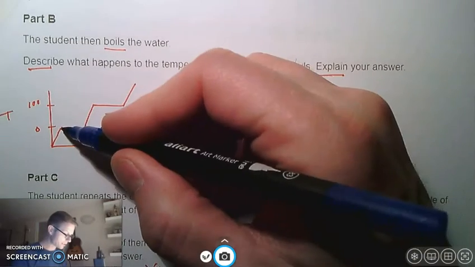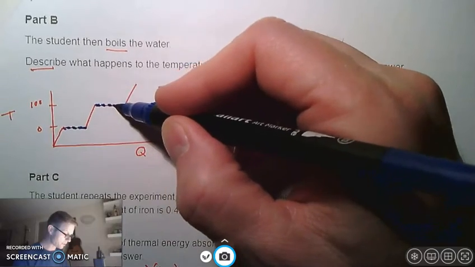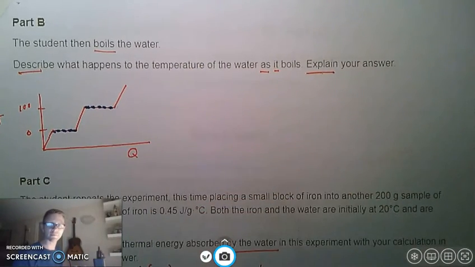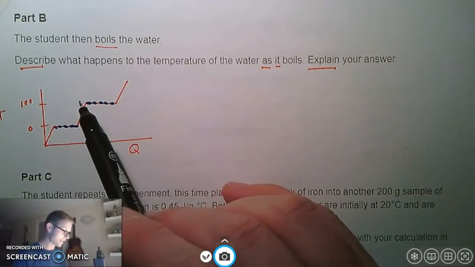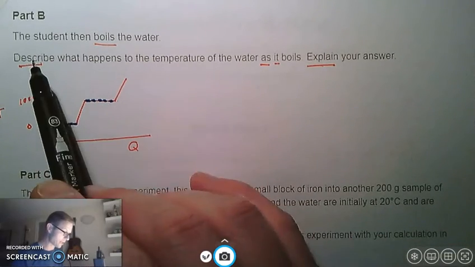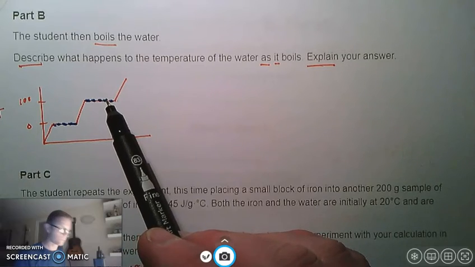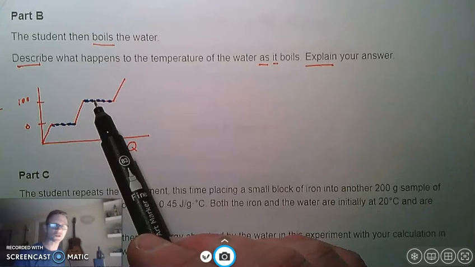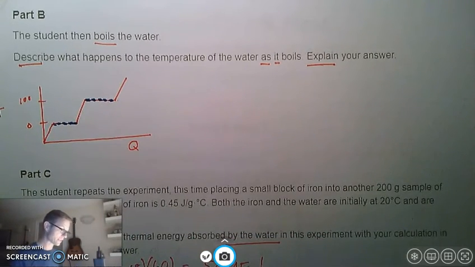The ones I'm putting the dotted lines on are during the phase change, which is either melting or boiling. This one is boiling right here. So as it boils, the temperature is staying at 100 degrees Celsius, staying constant. So I'm going to describe it. The temperature remains constant at 100 degrees Celsius. Why? During phase changes, the molecules do not gain kinetic energy anymore, they gain potential energy, like you saw in the last video.